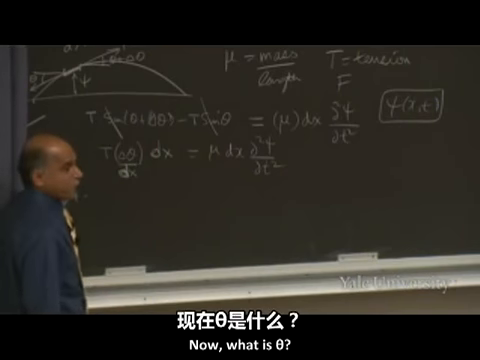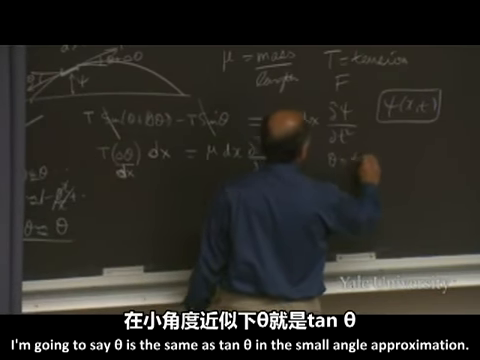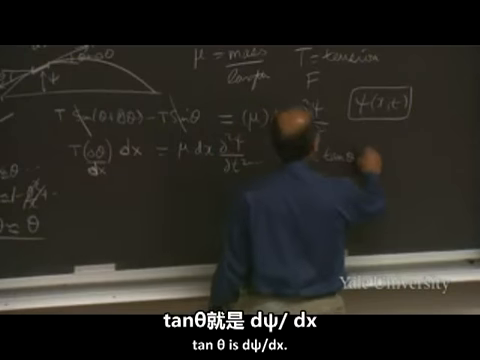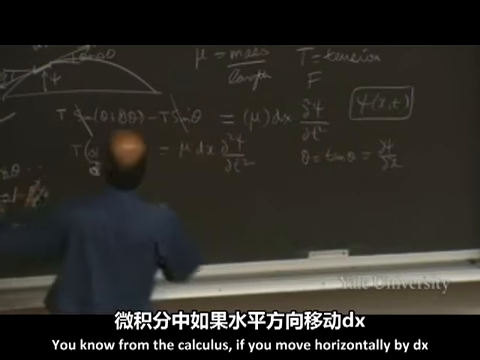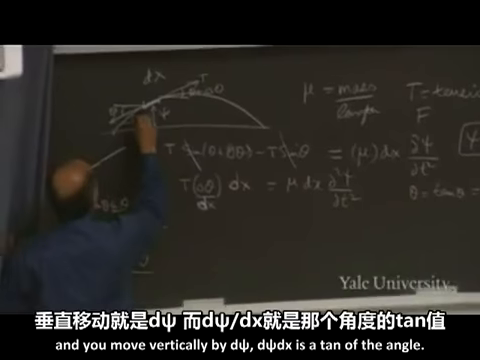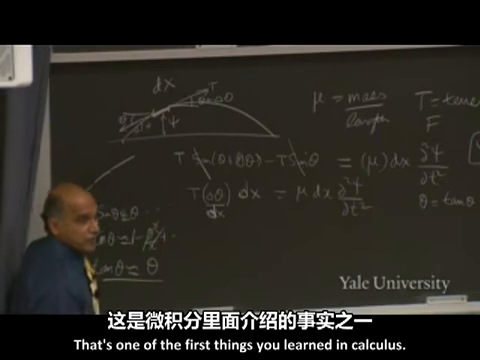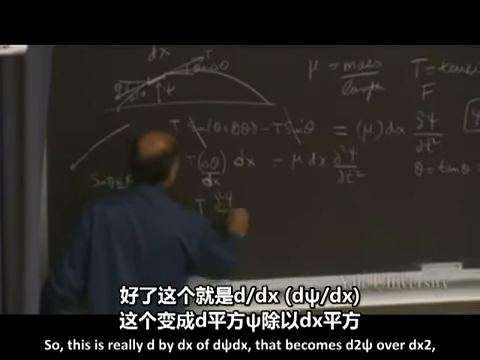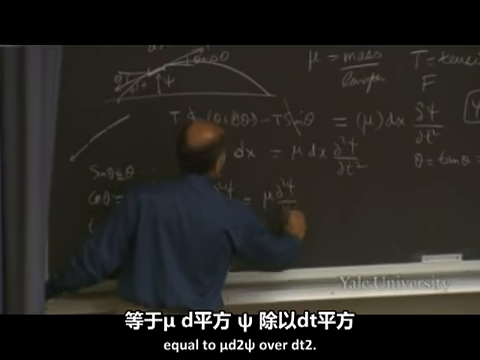Now, what is theta? I'm going to say theta is the same as tan theta in the small angle approximation. Tan theta is d psi dx. You know from calculus, if you move horizontally by dx and you move vertically by d psi, d psi dx is the tan of the angle. That's one of the first things you learned in calculus. So this is really d by dx of d psi dx. That becomes d2 psi over dx squared equal to mu d2 psi over dt squared.